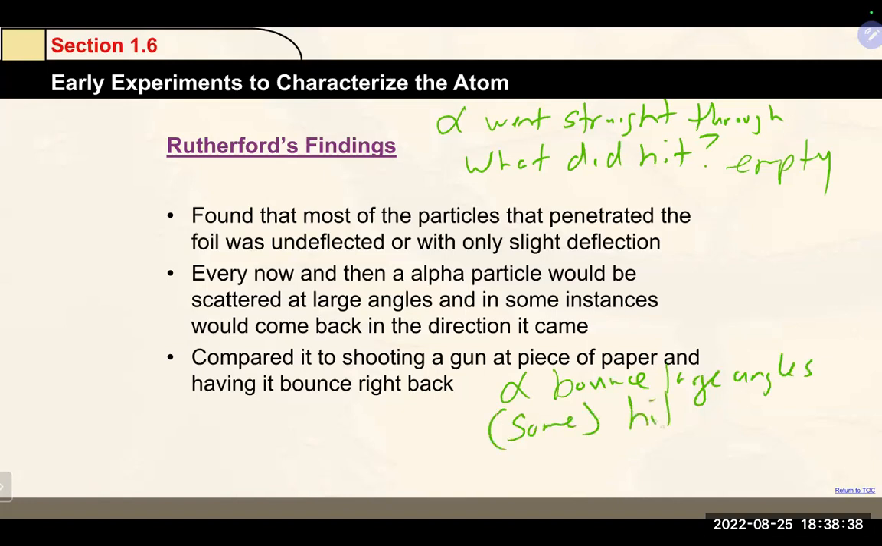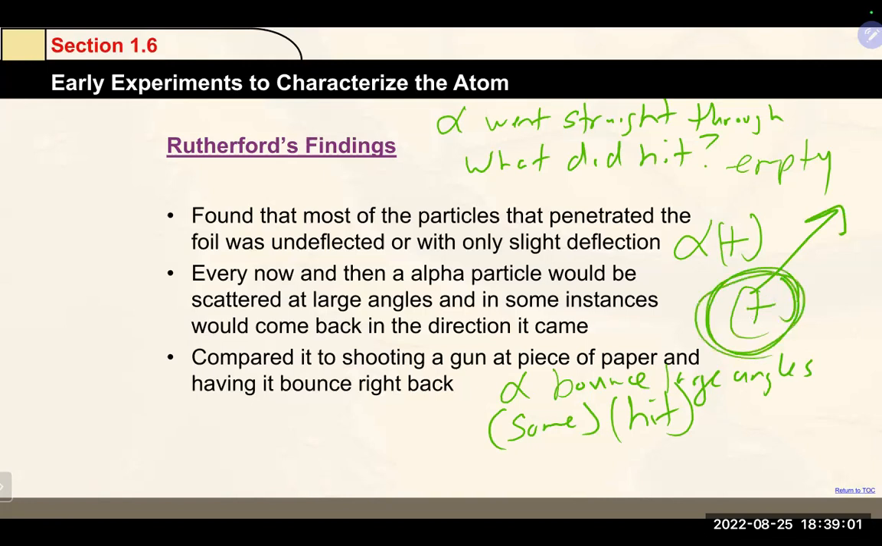So what did these guys hit? What would they have to hit to make that alpha particle bounce off at a really, really large angle? They would have to hit something that is what type of charge? Yeah, because alpha particles are positively charged. In order to make them bounce off at those really large angles, it had to hit something that was pretty much solidly positively charged.